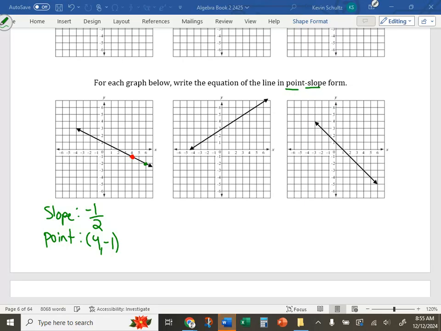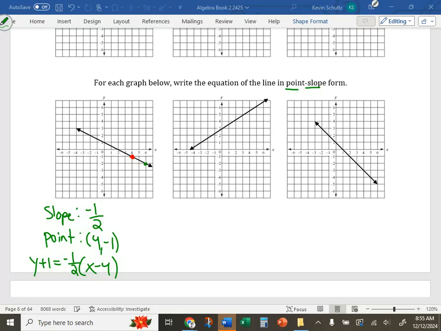Peyton wanted to use (4, -1) as our ordered pair. And now it's just like CO26, right? Where I gave you the slope, I gave you a point, you wrote the equation in point slope form. Just plug those values in. y + 1 = -1/2 times (x - 4). Okay?